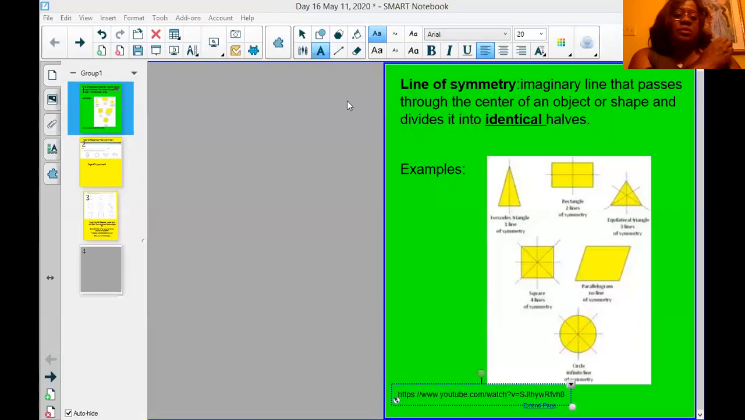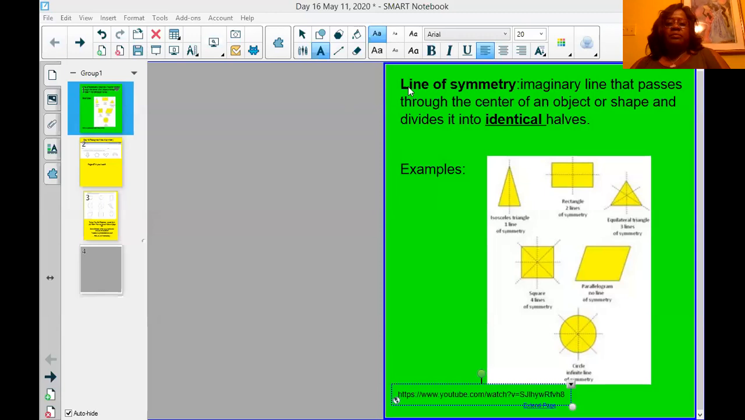Now, some of what you're going to be doing today, again, is going to be a review. It's going to be that last lesson we did before we left in March. So I'm going to share my screen with you and we'll get started. Okay, so our lesson today is going to be on lines of symmetry.